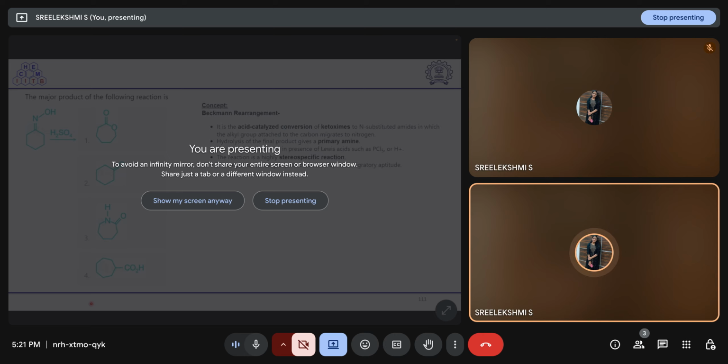So here what is happening, this is an example of Beckmann rearrangement. Beckmann rearrangement is basically the acid catalyzed conversion of ketoximes to N-substituted amides, in which the alkyl group attached to the carbon migrates to the nitrogen, and the hydrolysis of the final product gives primary amine. This reaction takes place in presence of Lewis acids and it is a very stereospecific reaction, and the migration of the group is not decided by their migratory aptitude.